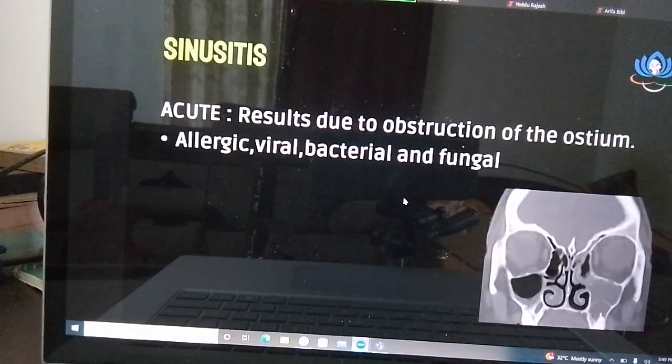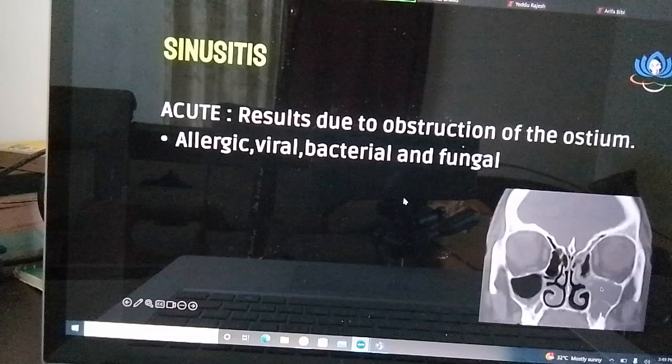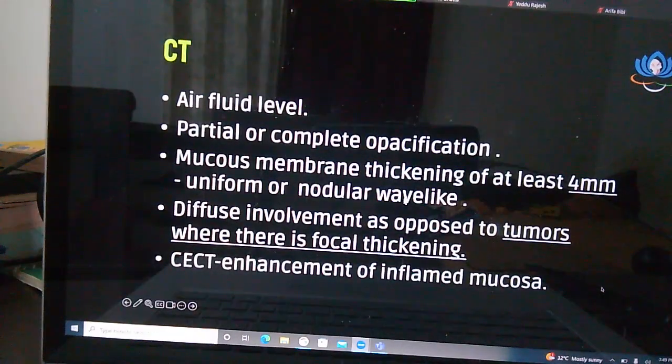So sinusitis is usually due to obstruction of the sinus ostium. It can be allergic, viral, bacterial, or fungal. It can happen to anything. So on CT, what we need to notice in acute sinusitis is there may be an air fluid level, or partial or complete opacification there, and also there will be a mucous membrane thickening of at least 4 mm, usually uniform or nodular wave-like thickening will be there.